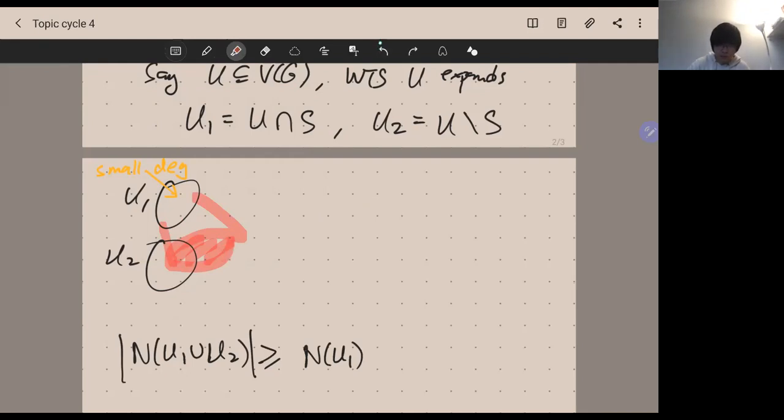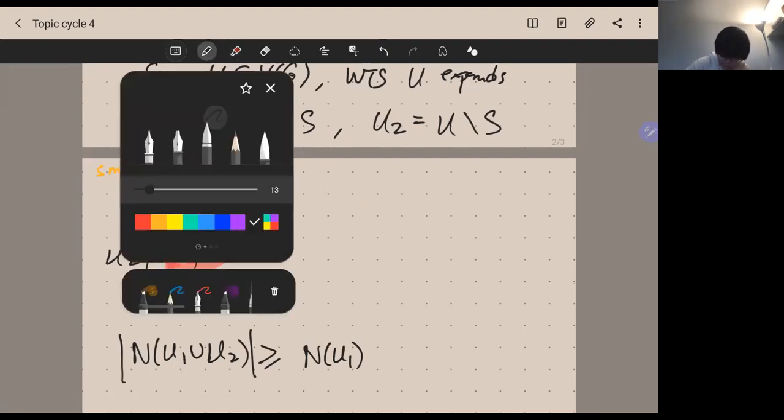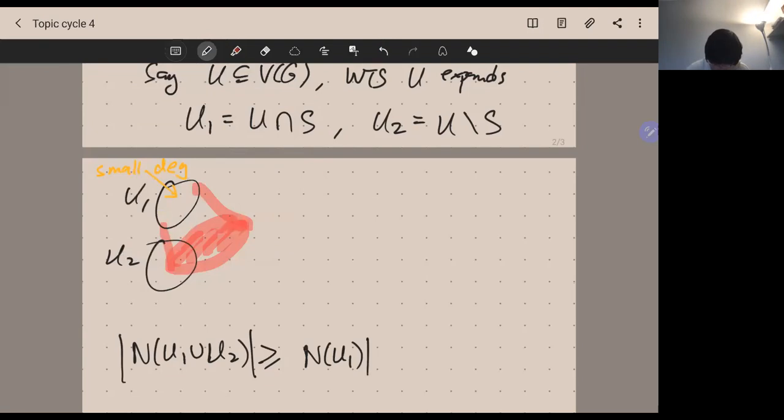So just to be safe, let me keep this picture. We have U1 here, minus U2, this is overkill. So we get the contribution from U1. Then we get the contribution from U2. How I'm going to write it is the external neighborhood of U2 not in S, not in the small set of vertices. Then this is definitely disjoint from U1. We don't need to subtract U1 anymore because U1 is a subset of S. U1 is the intersection with the small degree vertices.